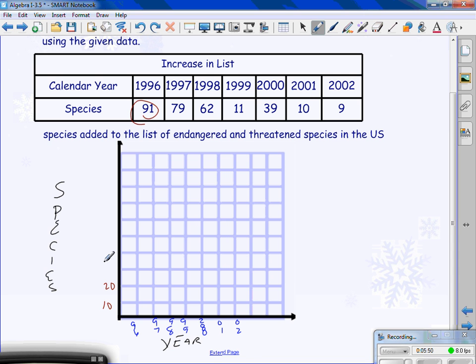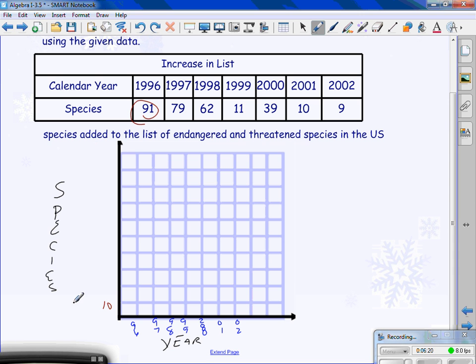Now you don't have to label every single one. Notice all I did was put a 10 on one line. That means every single line is 10. If you put 10, 20, 30, 40, 50, all the way up to 200, it's not going to change anything. But you need to put some sort of label to let me know the scale.